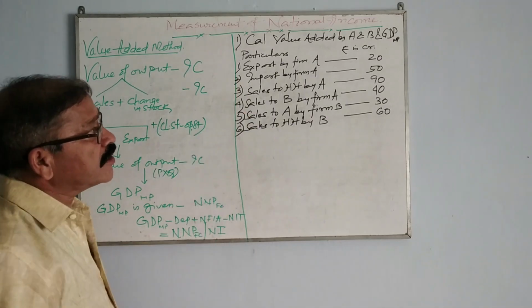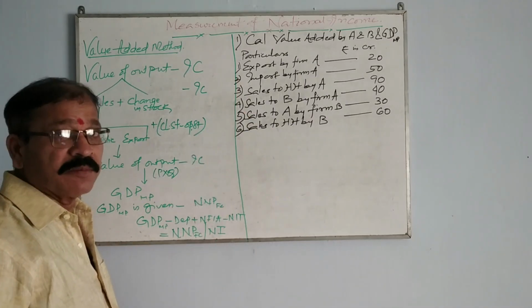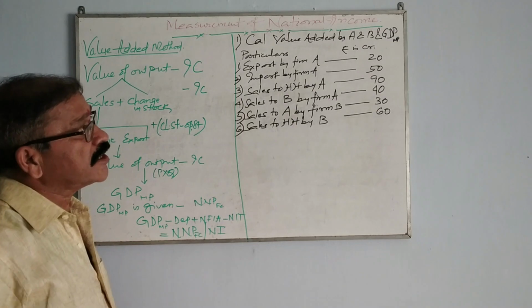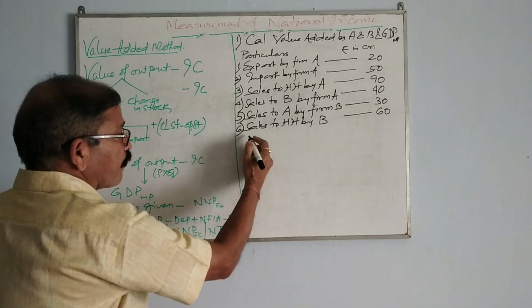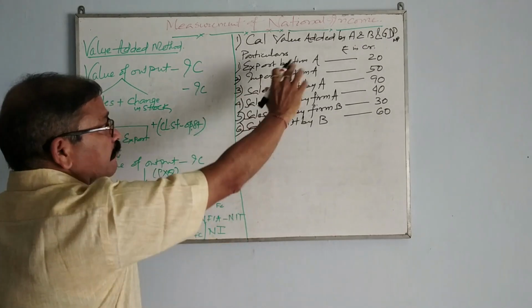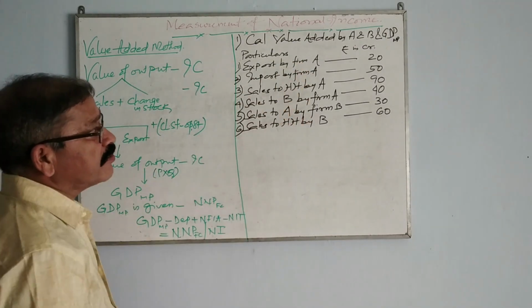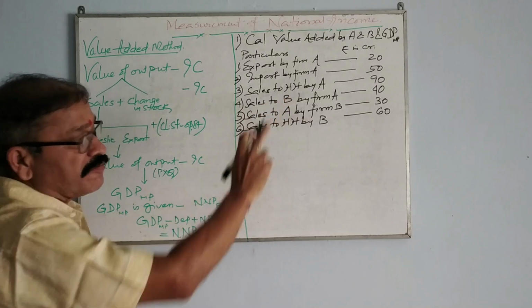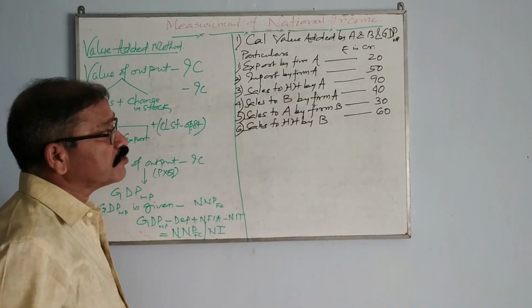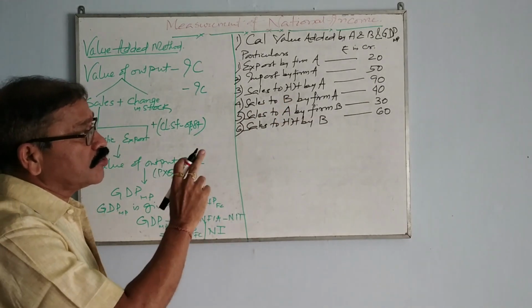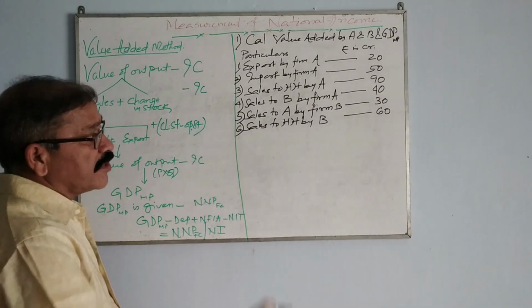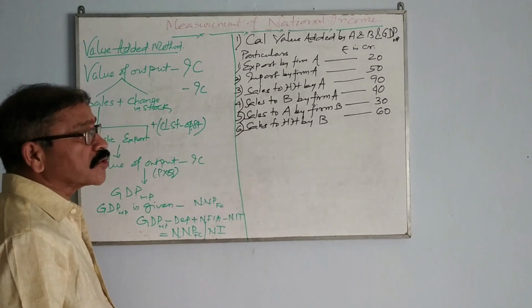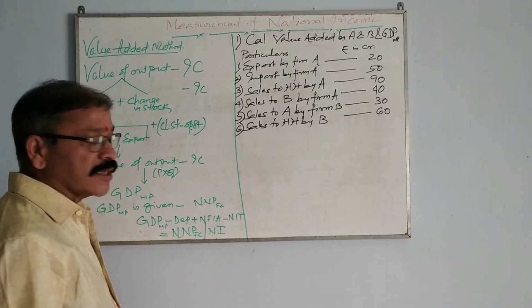Calculate value added by firm A and B, and also calculate GDP MP. Okay, so now let us do. Particulars are given: export by firm A 20, import by firm A 50, sales to household by A 90, sales to B by firm A 40, sales to A by firm B 30, sales to household by B 60.